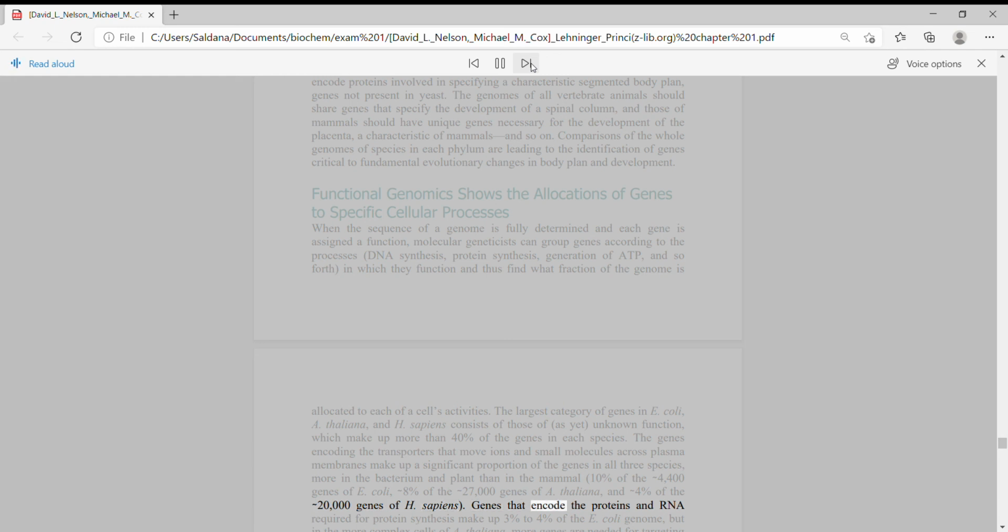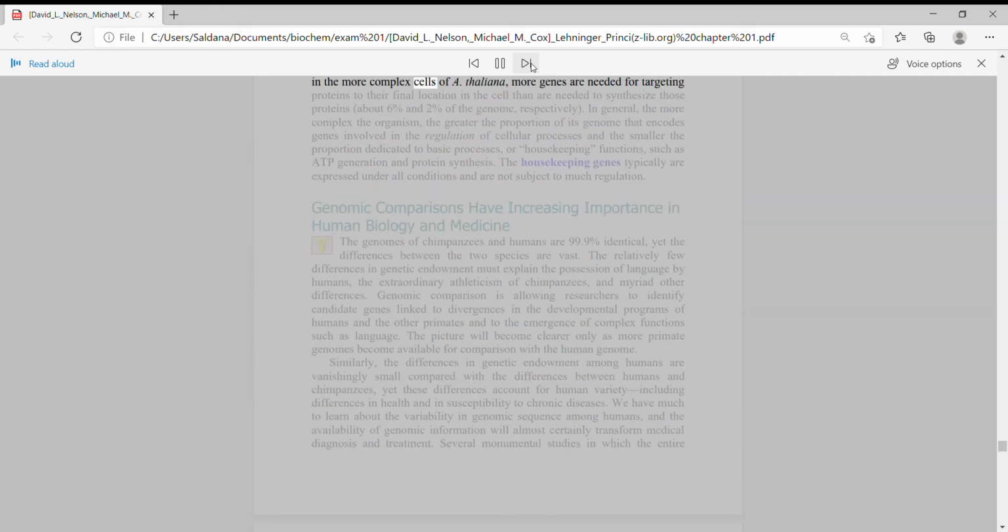Genes that encode the proteins and RNA required for protein synthesis make up 3% to 4% of the E. coli genome, but in the more complex cells of A. thaliana, more genes are needed for targeting proteins to their final location in the cell than are needed to synthesize those proteins, about 6% and 2% of the genome, respectively.